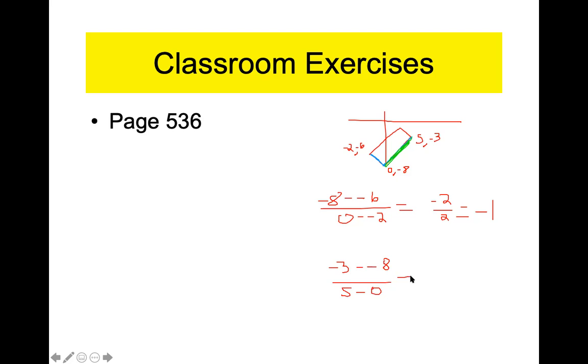Slope should be positive this time. Look at the line. It should be positive. -3 plus 8 is 5. 5 minus 5. Oh, look, we get a slope of 1. So guess what kind of shape it is? We just got opposite reciprocal slopes. So therefore, it must be perpendicular. Got to be a rectangle.